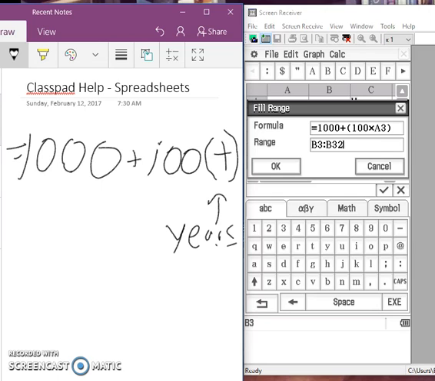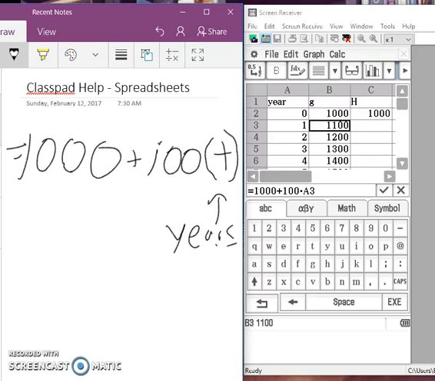Then we can press OK and see if it worked. Awesome, it did. So in cell B3, we wanted 1,000 plus 100 times A3. Our A3 was 1, so it was 100 times 1. So 100 plus 1,000, we get 1,100, and so forth. That would have filled all the way down to $4,000 at 30 years. See, getting much quicker. So now we go into Holly's account.